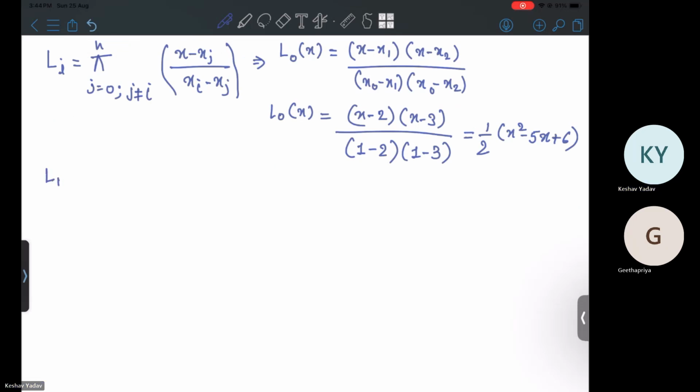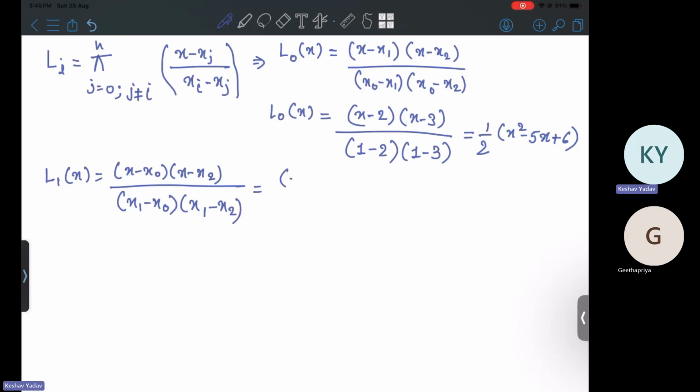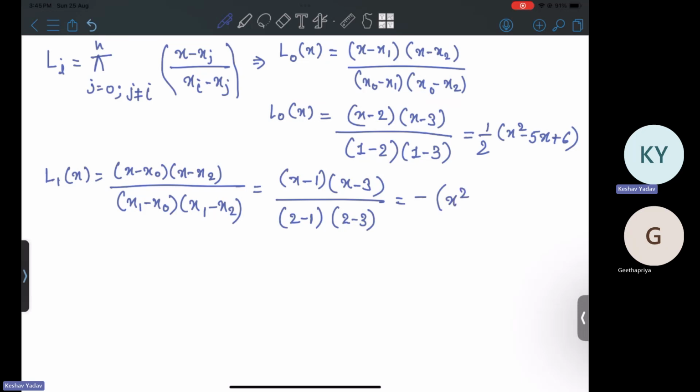Similarly, if I find L1(x), it will be equal to (x minus x0)(x minus x2) divided by (x1 minus x0)(x1 minus x2). x0 is 1 and x2 is 3, divided by x1 is 2 minus x0 which is 1, then x1 is 2 minus x2 which is 3. This leads to minus of x square, with minus 1 and minus 1, so minus 1 will come. If you multiply, minus x square plus 4x minus 3.